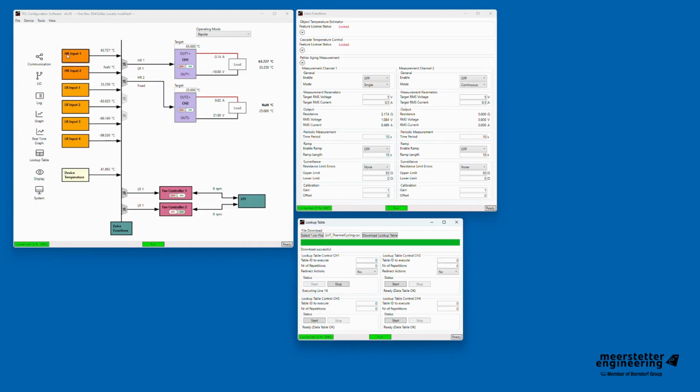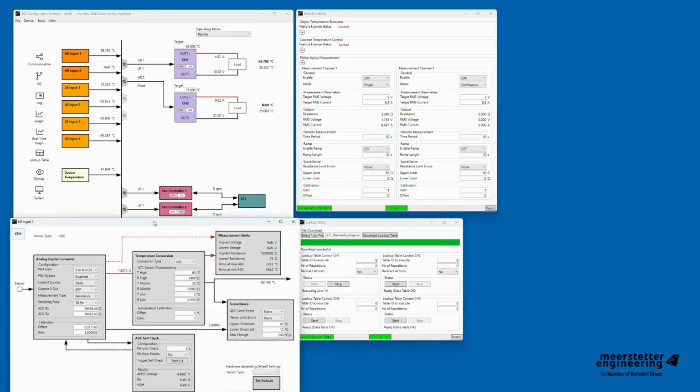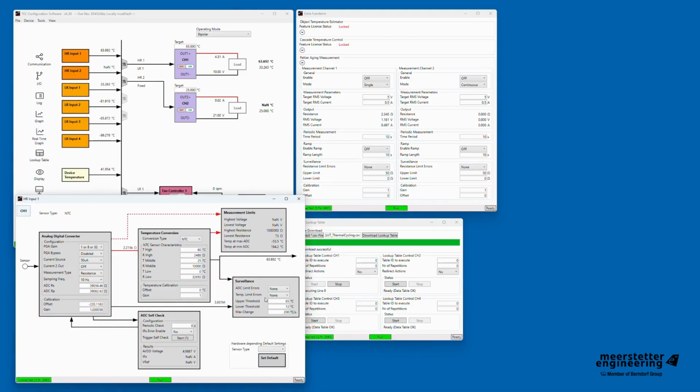Throughout the test, all connected temperature sensors are actively monitored. If any sensor detects an over or under temperature condition beyond defined thresholds, the system will interrupt the test and raise an error. These protections help to safeguard the hardware during extended aging cycles.